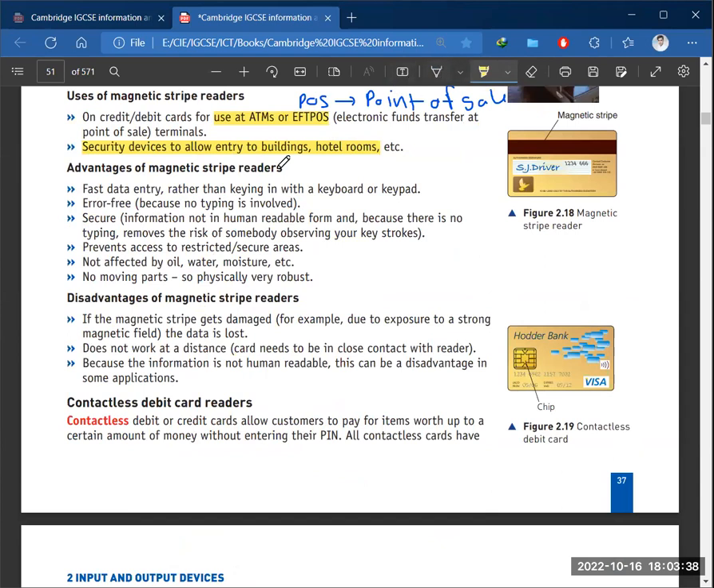Now, advantages. Rania, read. Advantages of magnetic stripe readers: fast data entry rather than keying in with a keyboard or keypad, error-free because no typing is involved, secure because information is not in human readable form, and because there is no typing, it removes the risk of somebody observing your keystrokes. Zahra, read. Prevents access to restricted areas, not affected by oil, water, moisture, etc., no moving parts, so physically very robust. Robust. What is the meaning of robust?